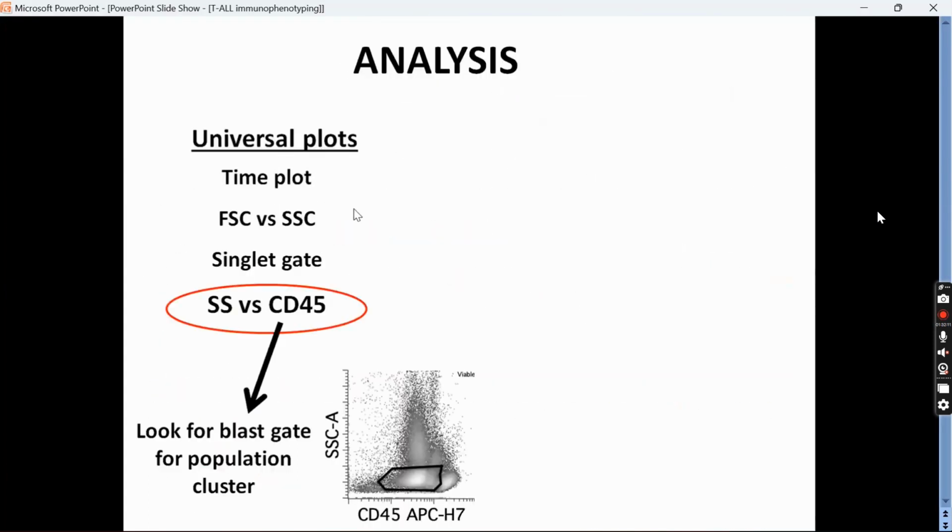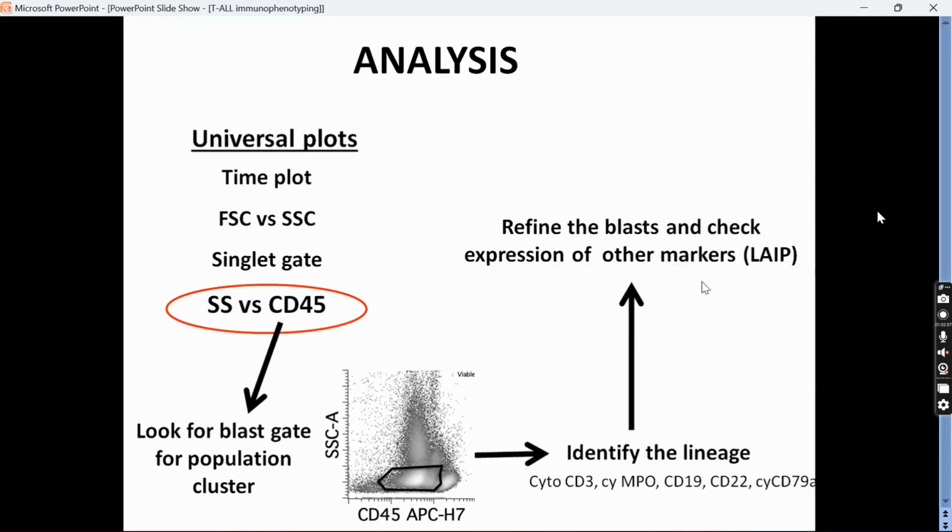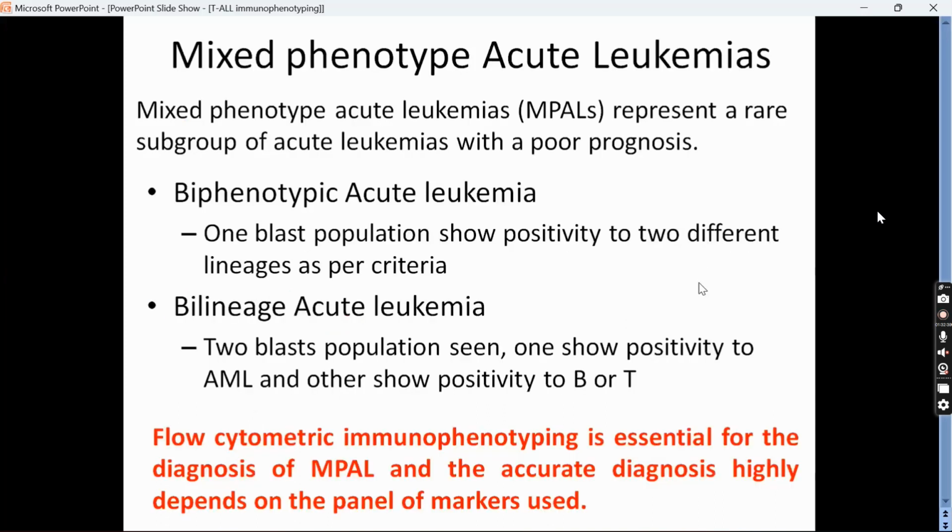So the analysis, you know this, is the same as for B lymphoid blast. So you get the blast. Again, I'm telling you, in T-ALL the blast will be touching the lymphocytes. It can show moderate expression. In B-ALL it's very simple, it will be dim or it can be negative. Whereas in T-ALL, it can be dim, it can be moderate, or at times it can overlap with lymphocytes. So you should be very careful in picking it up. Then identify the lineage of the blast, then you refine the blast, check for the LAP. So that's it about T-ALL.